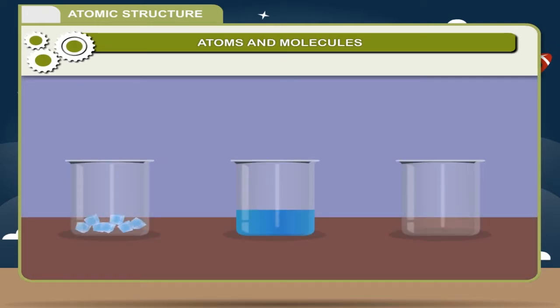Another example is that of water, which exists in all the three states under different conditions. In solid state, it exists as ice. In liquid state, it exists as water. And in gaseous state, it exists as vapor. States of matter are interconvertible.